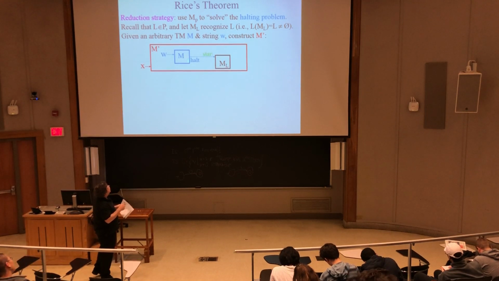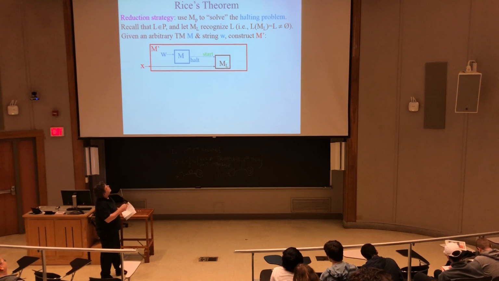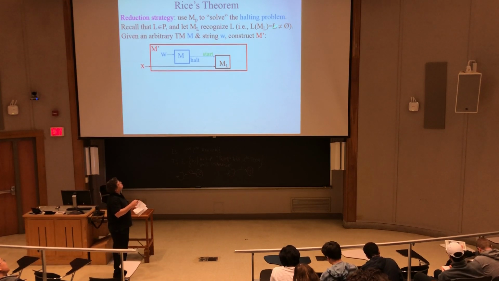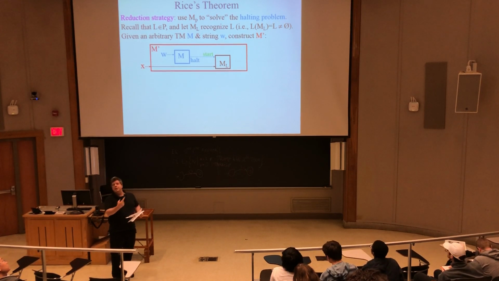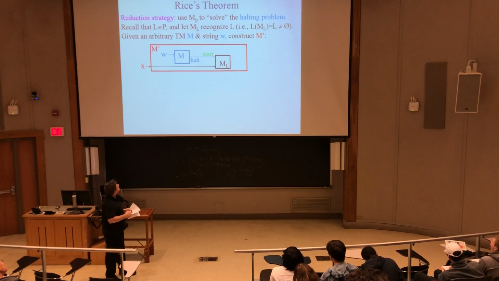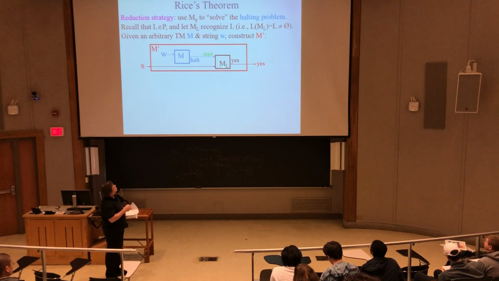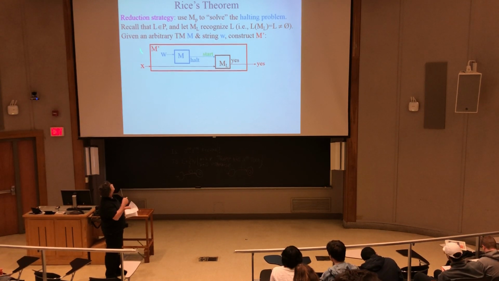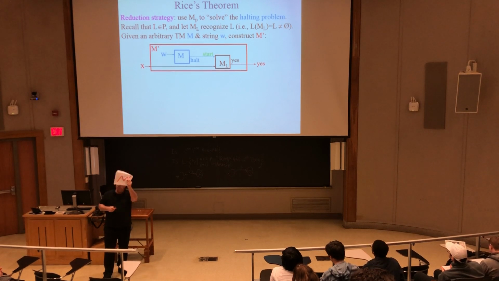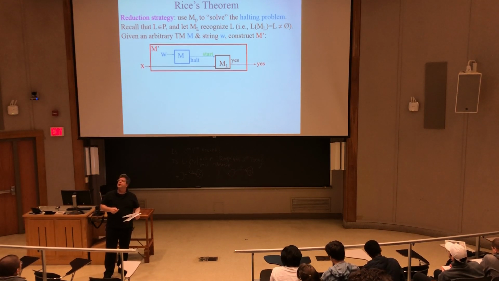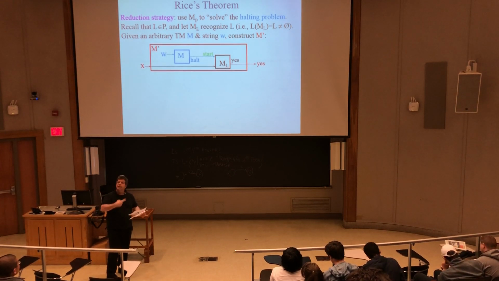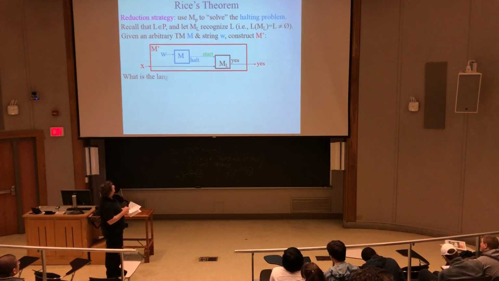And if M and W halts, it will then automatically start simulating the machine for L. L is this language that we picked out of the property earlier, a couple of slides ago, that's not the empty language. And if M sub L, the machine of the language L, accepts, we then say yes. When I say we, I mean M prime. So that's how it works.